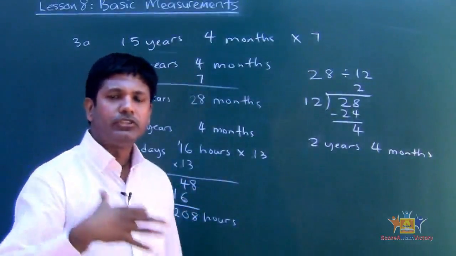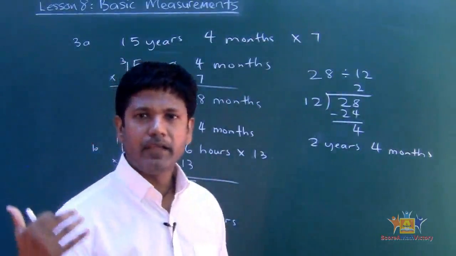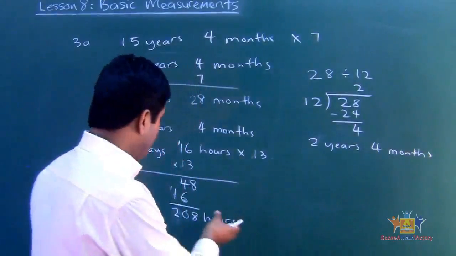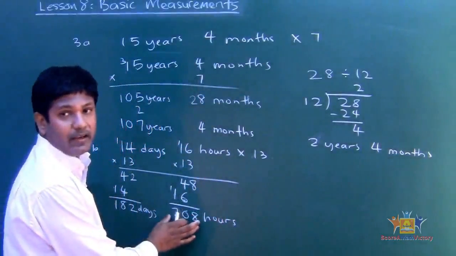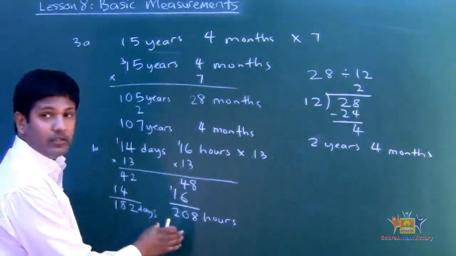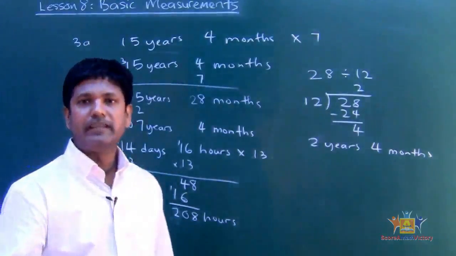208 hours should tell you that you already passed the 24 hours, which makes 1 day. There must be several 24 hours in there. That means we can convert several days out of that, 208 hours. So what are we going to do? We're going to use the long division method.